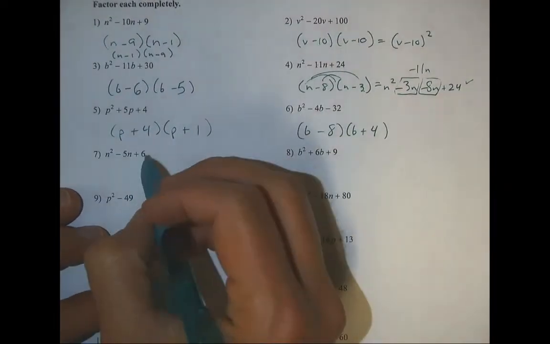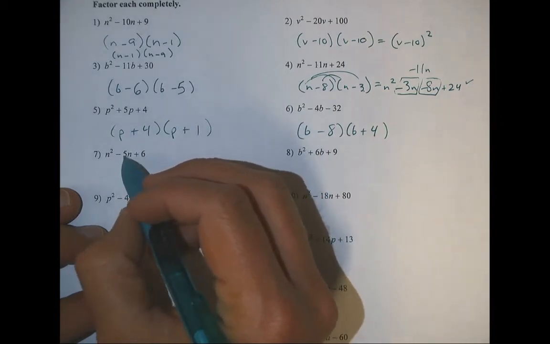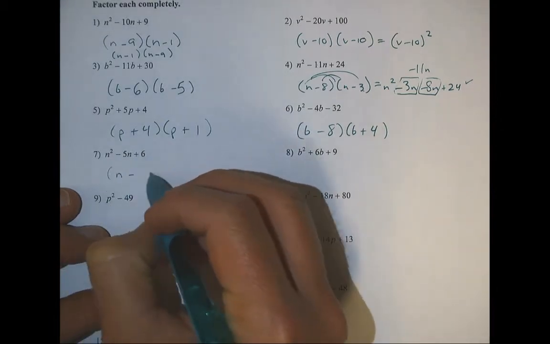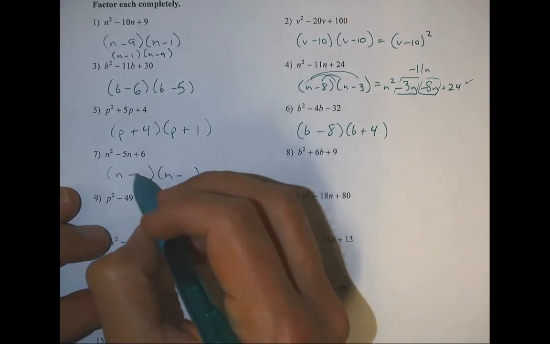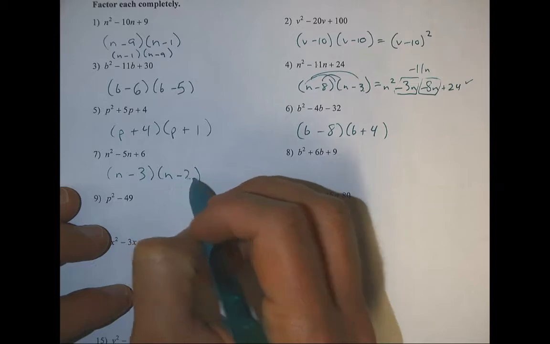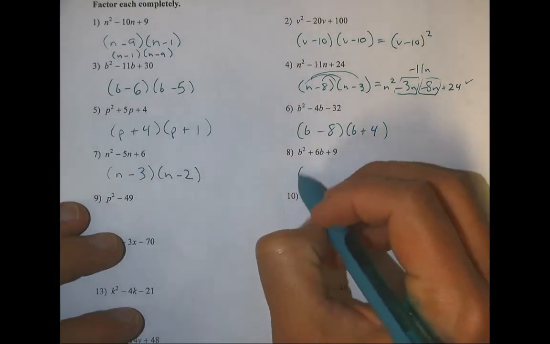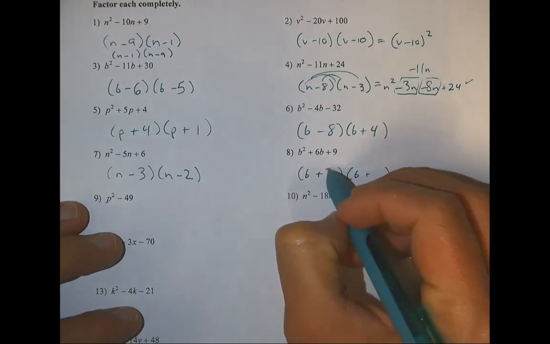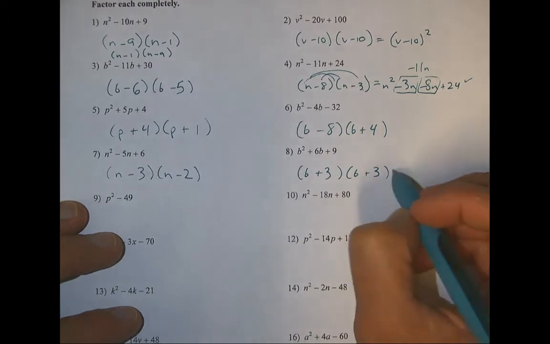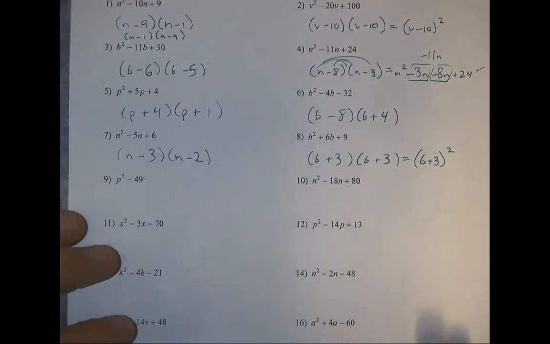Number 7. Again, a positive product and a negative sum. So these are both negative. So it's not 6 and 1. It's going to have to be 3 and 2. Two positives means all positive. Multiplying to 9, adding up to 6, that's 3 and 3. And since that's the same thing times itself, you could rewrite it as squared.